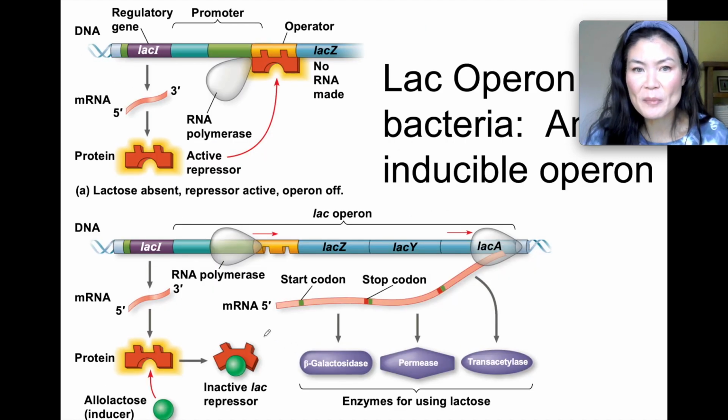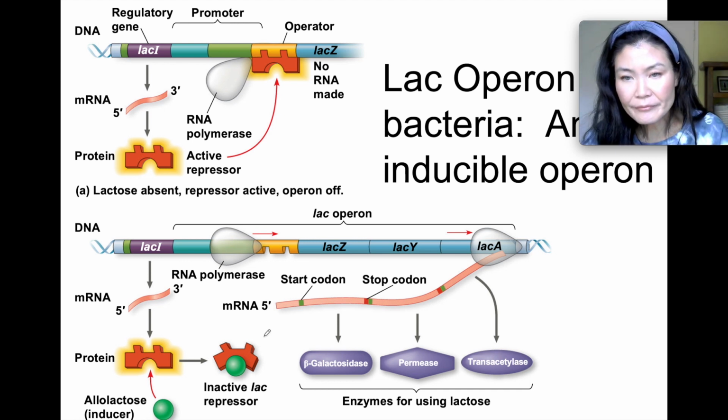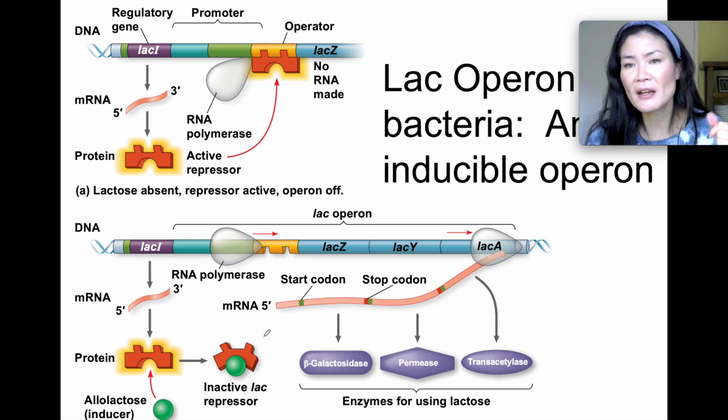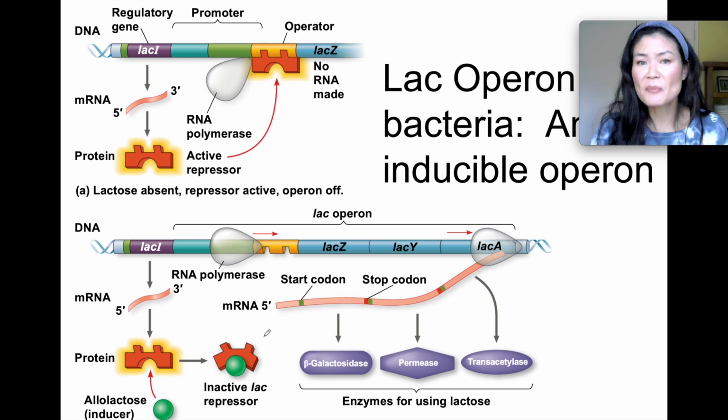Okay, so that was the trp operon. And the trp operon is an operon that includes genes that code for enzymes that are going to help the bacteria make tryptophan. And if there's enough tryptophan around, the tryptophan is going to act as a co-repressor. Okay? So that was the trp operon.